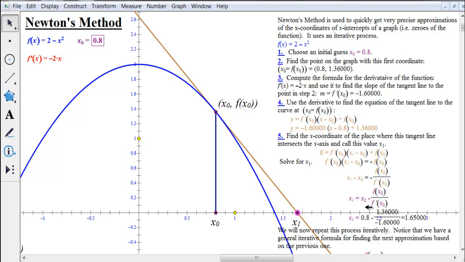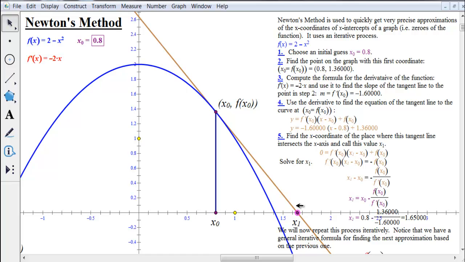So in our particular case, to get x1, the x coordinate of this point right here, we take x sub 0, which is 0.8. We subtract f of x sub 0, which is the y coordinate of this point up here, over the derivative, which is the slope of that tangent line there. And we work all that out, we get 1.65, which is the coordinate of that x1.